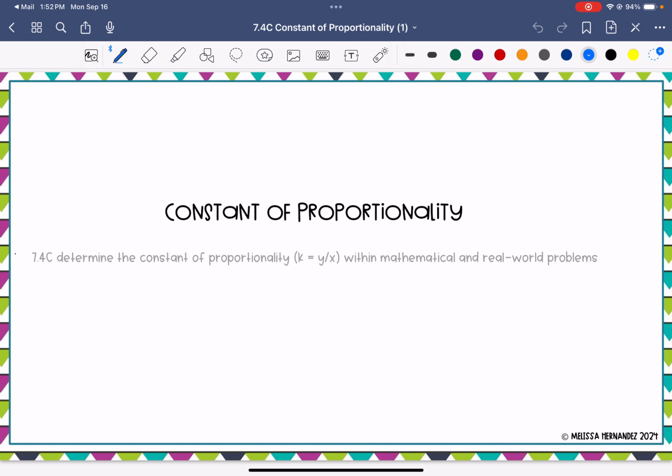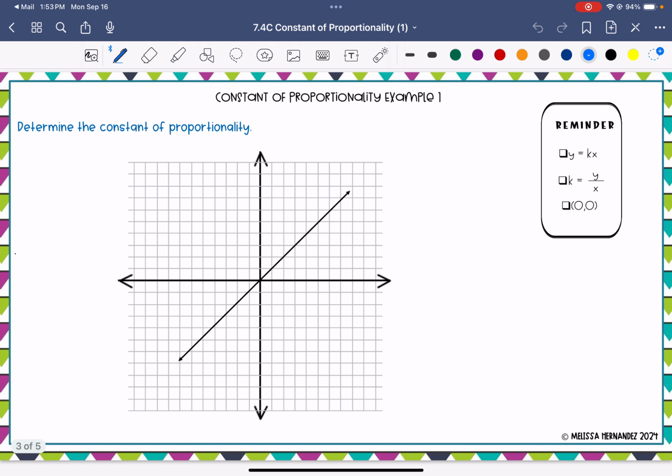Hey, welcome back. In this video, we're going to focus on finding the constant of proportionality. So basically, if there's a proportional relationship, then you will have a constant of proportionality. It comes directly from TEK 7.4c. So a couple of things to keep in mind.